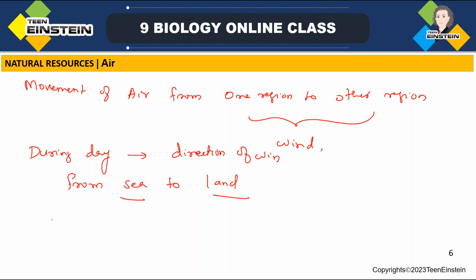Okay, and what about night time? During night, direction of wind. So at night time, both land and sea start to cool. But the water cools down slower than the land. So the air above the water would be warmer than the air above land.